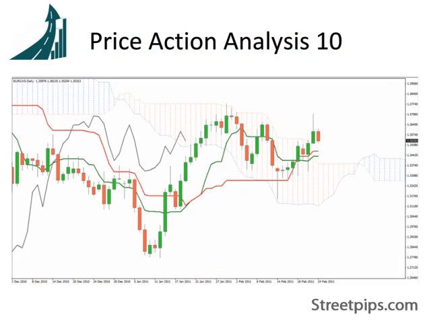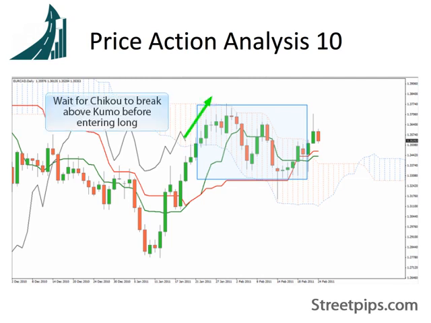In this last example, we see how the Kumo serves as excellent support and resistance, with prices being contained by the Senkou span A and Senkou span B. Once again, we can wait for the Chikou to break above the Kumo before entering a long position.